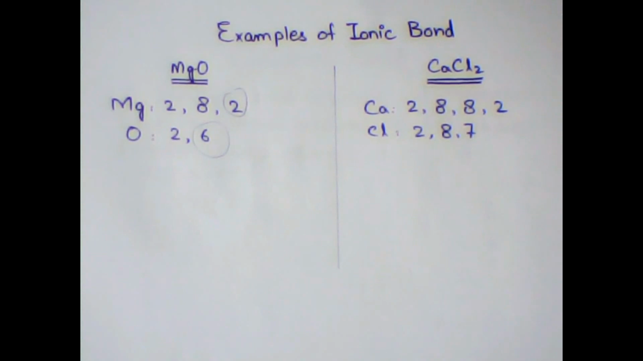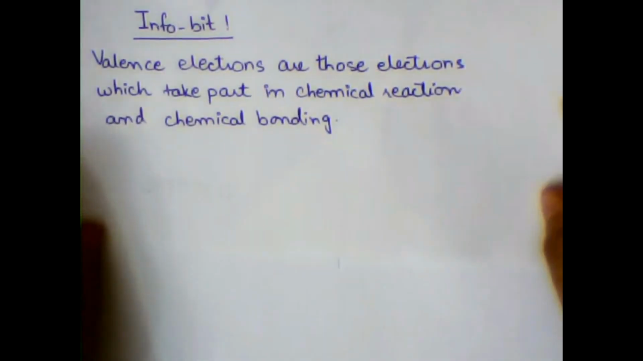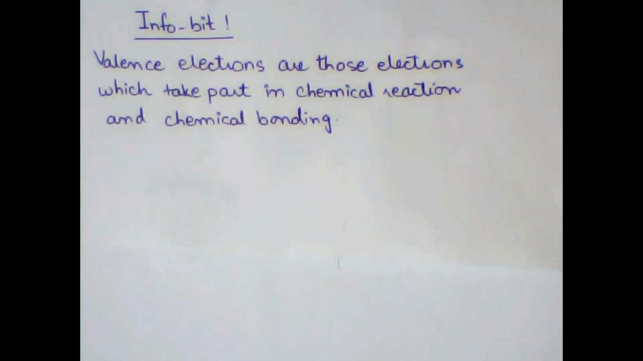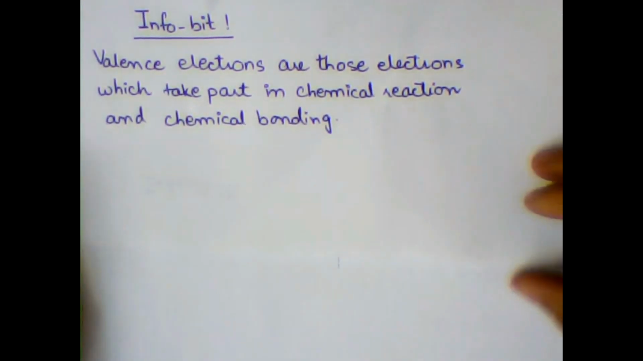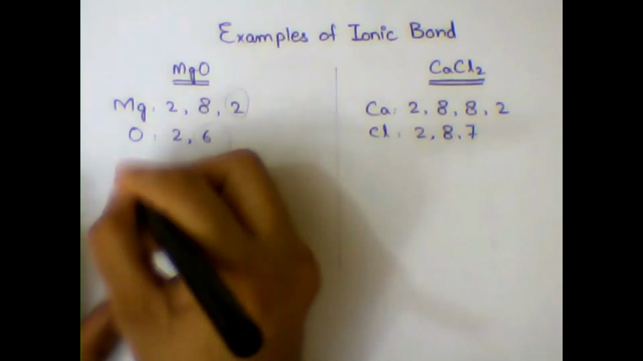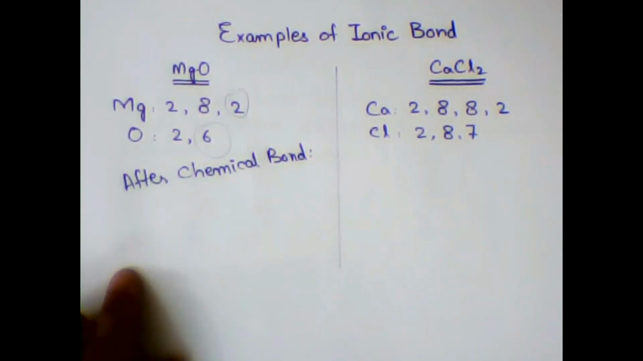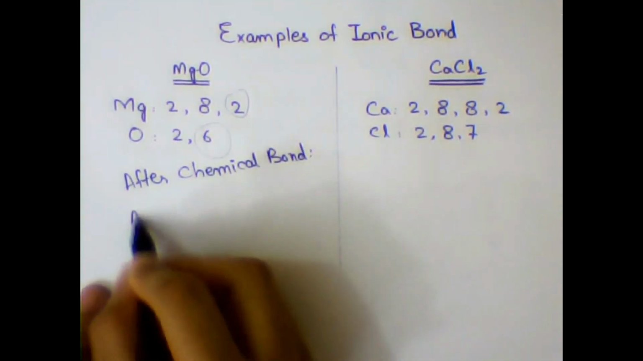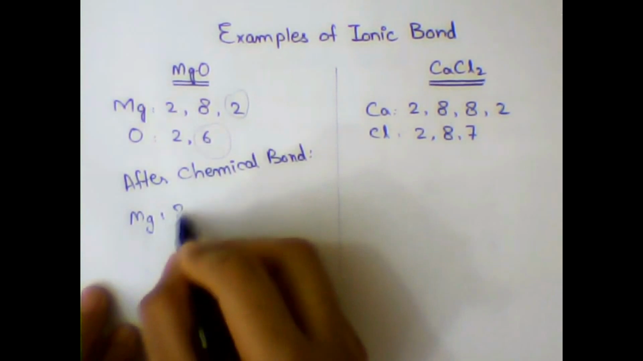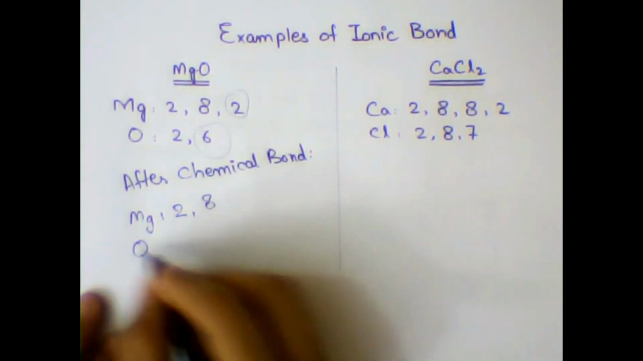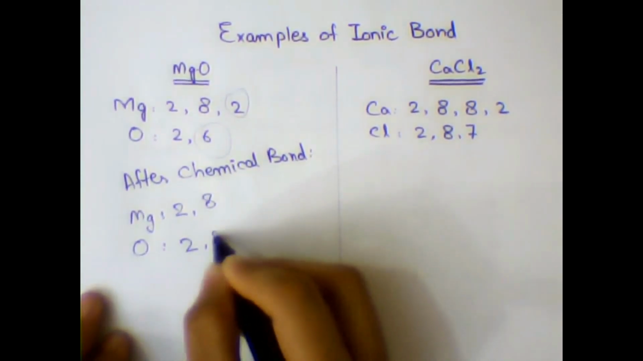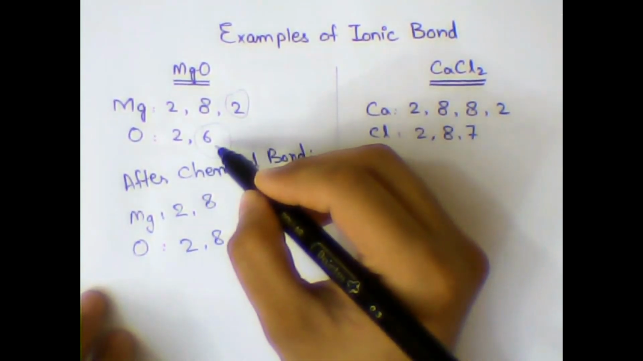Now valence electrons are those electrons which take part in chemical reactions and chemical bonding. Usually the outermost electrons in an atom take part in chemical reactions and chemical bonding. That's why the outermost electrons are called valence electrons. Now after chemical bond, the electron setting becomes like this. Magnesium has 2, 8 electrons, oxygen has 2, 8 electrons because magnesium's 2 electrons have been transferred to oxygen.